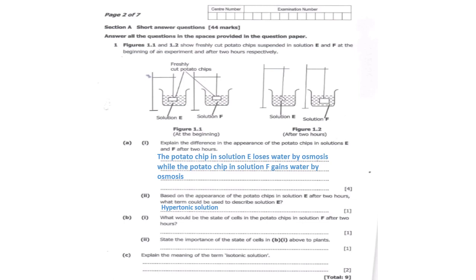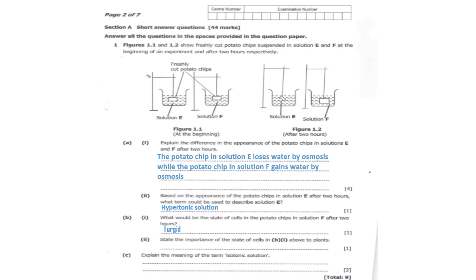B1. What would be the state of the cell in the potato chip in solution F after 2 hours? So after 2 hours, what's the state of the cell? So the cells will be turgid because they have gained water.